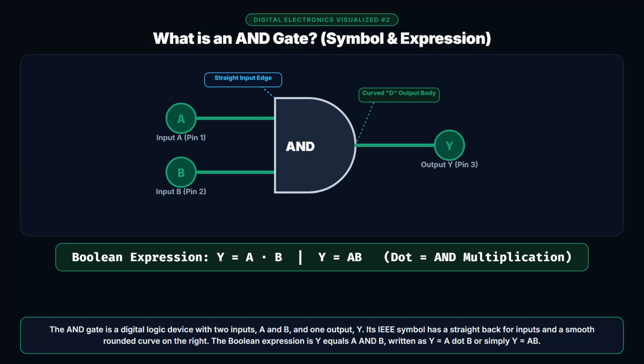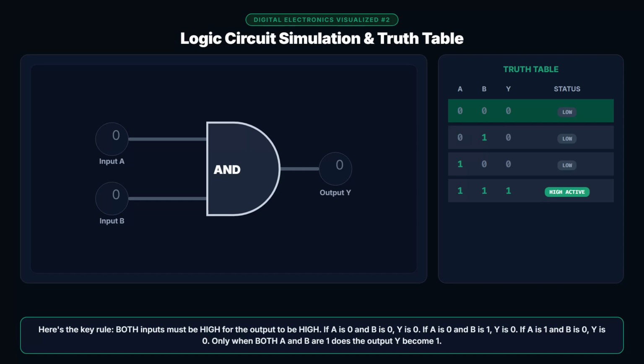The Boolean expression is Y equals A and B, written as Y equals A dot B or simply Y equals AB. Here's the key rule. Both inputs must be high for the output to be high.